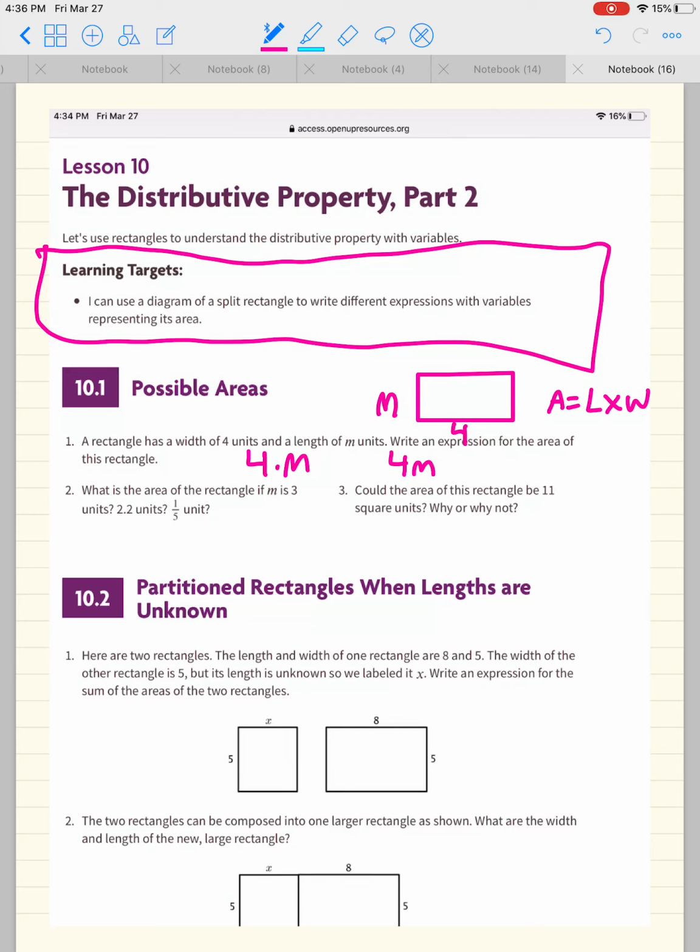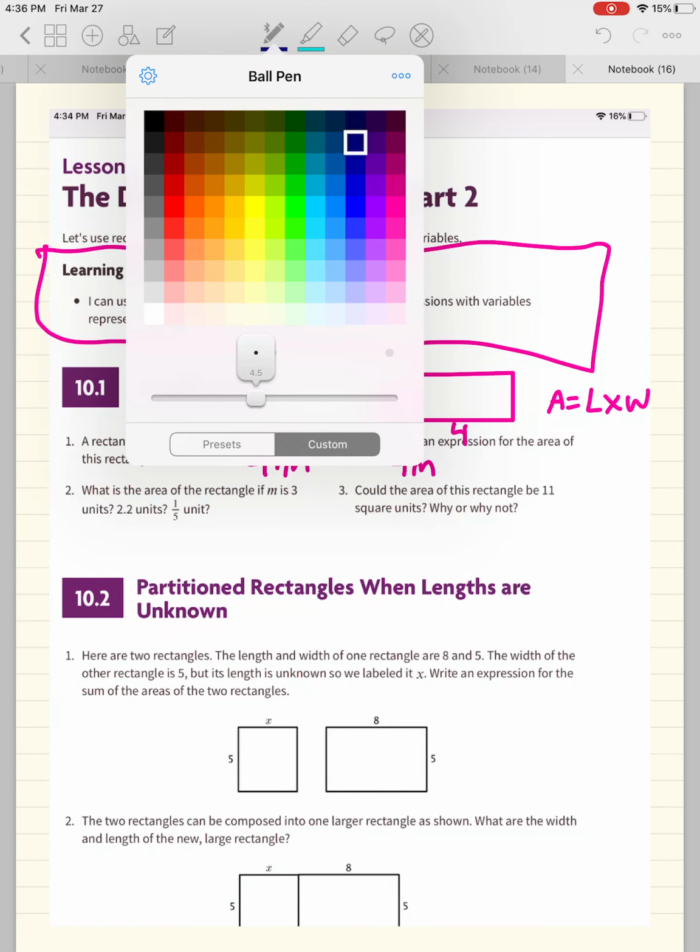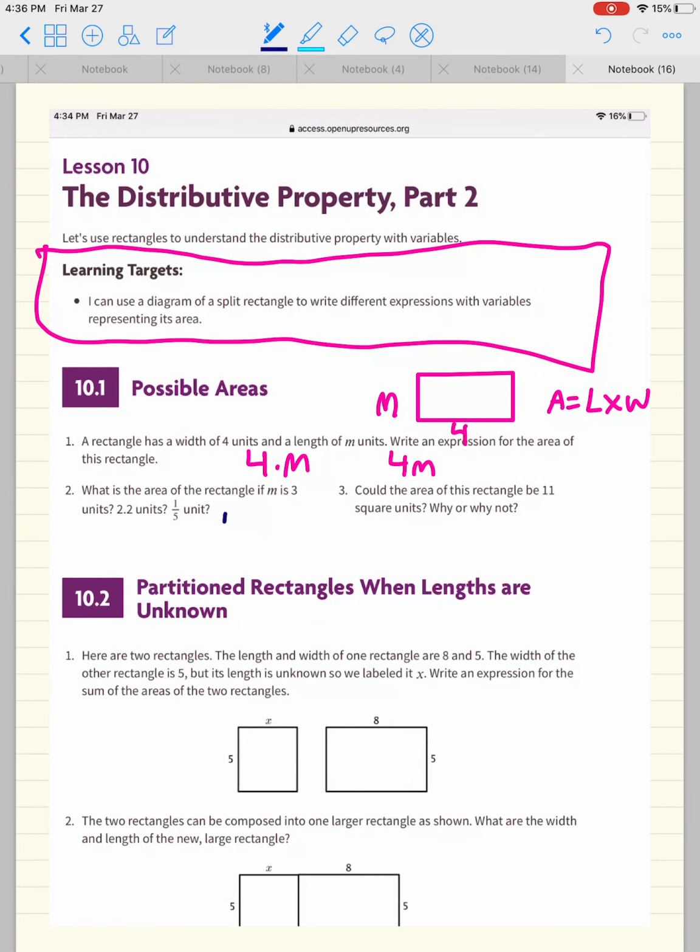Number 2 says, what is the area of the rectangle if m is 3, if m is 2.2, or if it's 1/5? So what you're going to need to do is now plug in those values for m. So 4 times 3, 4 times 2.2, and 4 times 1/5. Go ahead and pause this video. Try those on your own.